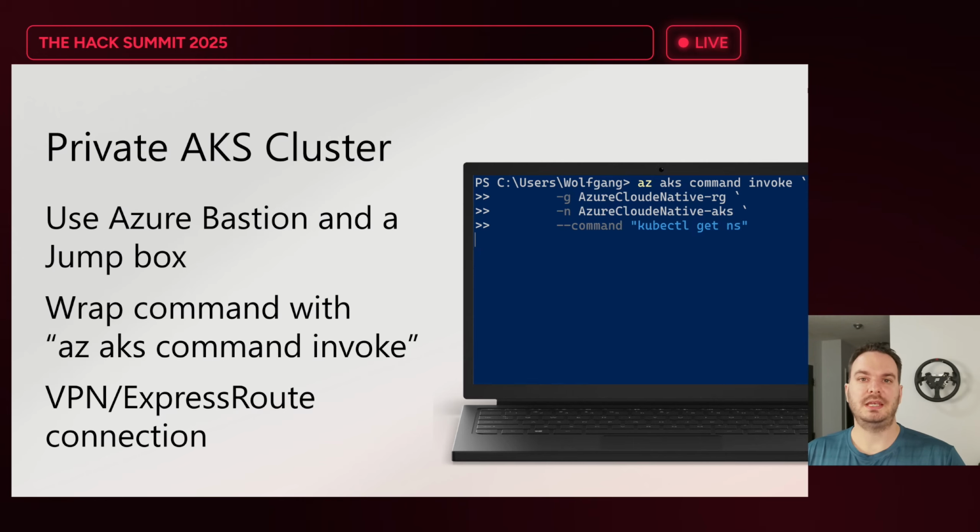Then the third option is if you already have a VPN connection or an ExpressRoute connection. So ExpressRoute is a private connection from your data center or on-prem location to the Azure data center. The downside is that your ISP has to configure it. So if you already have it in place, that's great. If you don't have it in place, it's probably again an overkill to configure. The same with the VPN.